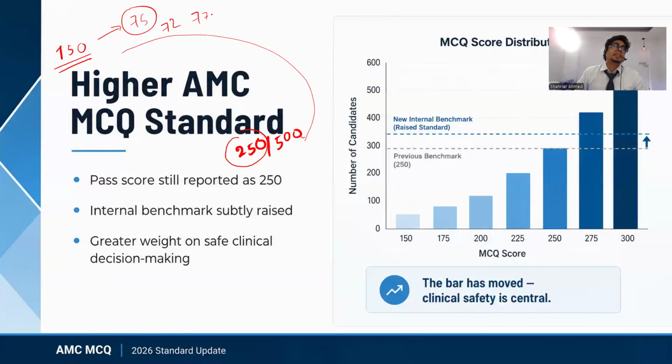Now, is the PLAB passing mark fixed? I repeat my question. Is the PLAB passing mark fixed? Let's say 120, you can think of as the passing mark for PLAB Part 1. It is not actually.